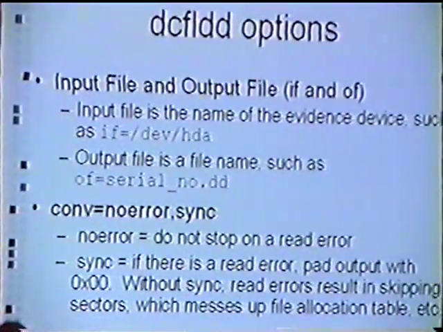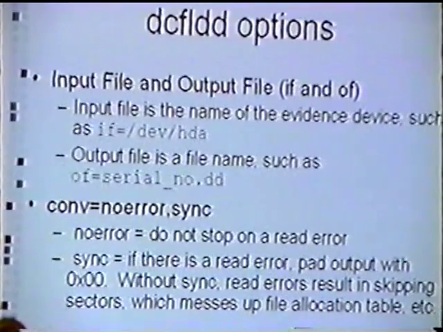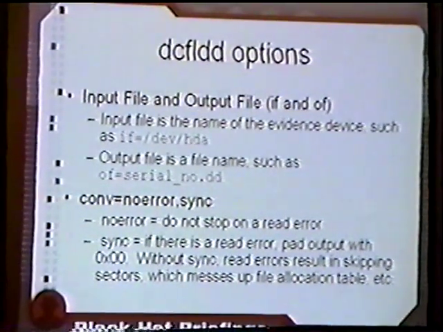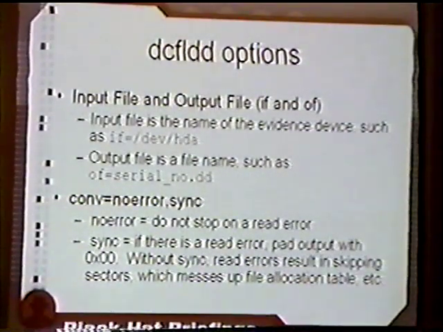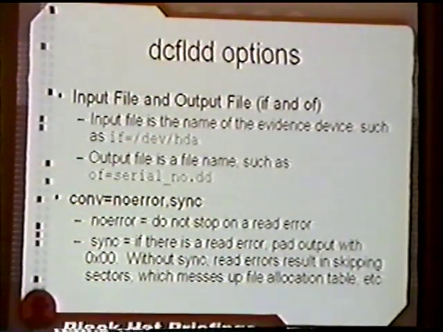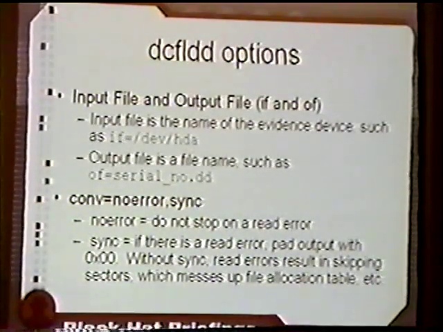The options, and this again has changed a little bit from your slide. I added a couple things here. The main options you're going to give DCFL-DD are the input file and the output file, which is where you're going to read your data from and where you're going to write the output to. So the input is going to be the raw evidence device, in this case /dev/hda, and the output is going to be a file. So we're just writing it to another file.